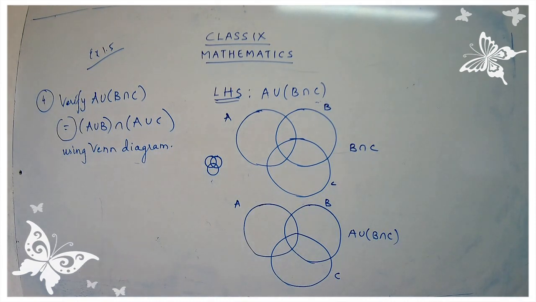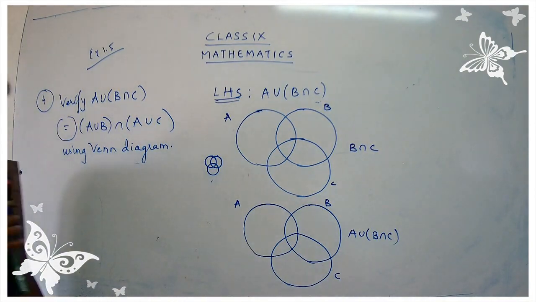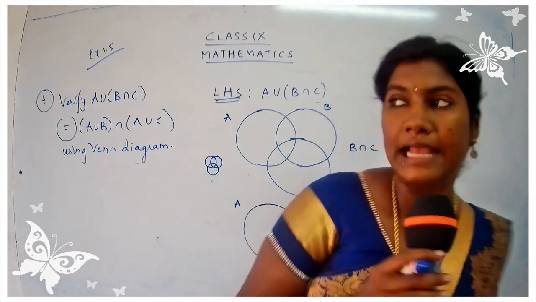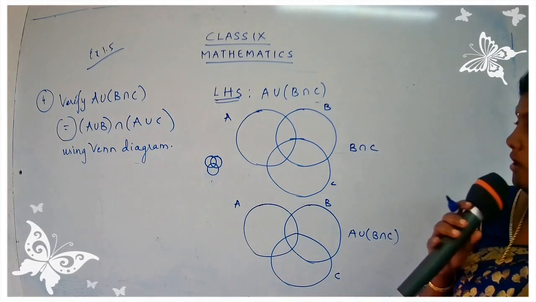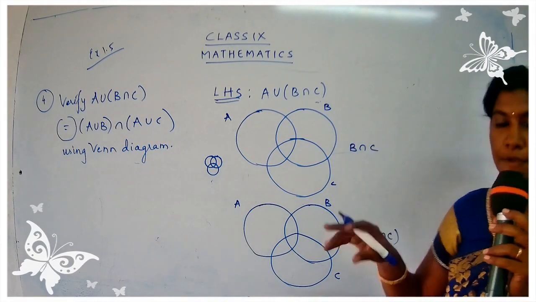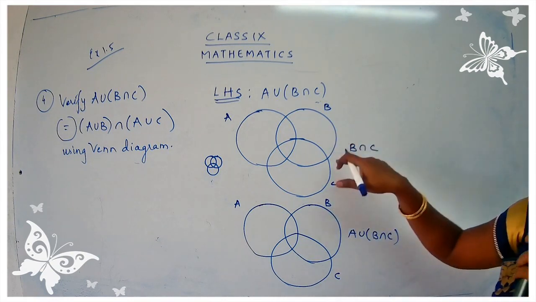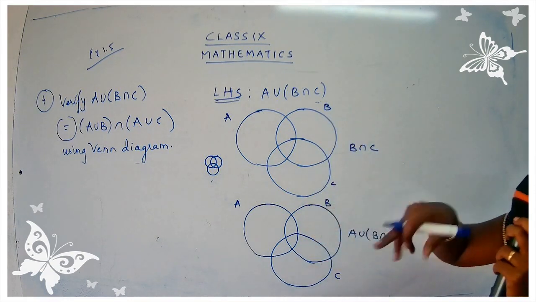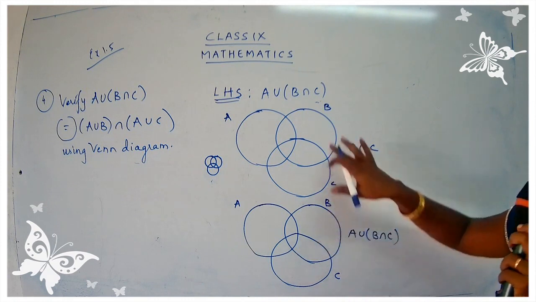I hope you are ready with the Venn diagrams. Have you completed? This is a 5-mark question, children, and this is a very important question. You may have this question for 5 marks because we have to draw 5 Venn diagrams over here. So we have to draw 5 sets of circles. Okay, children? So this will be for 5 marks.